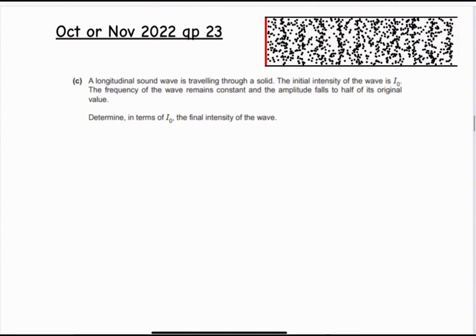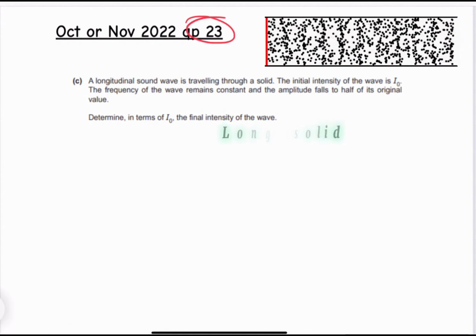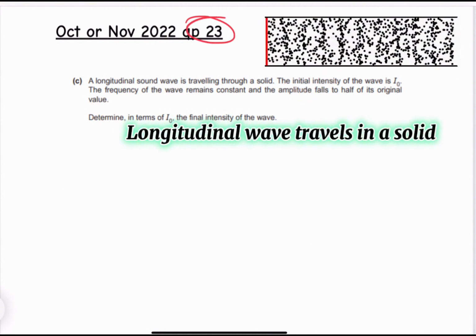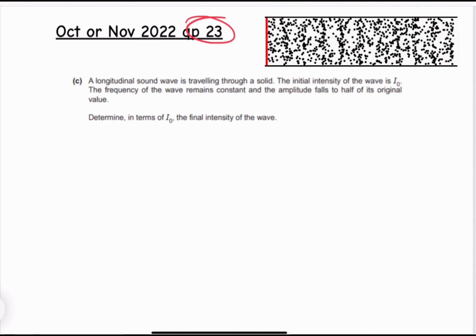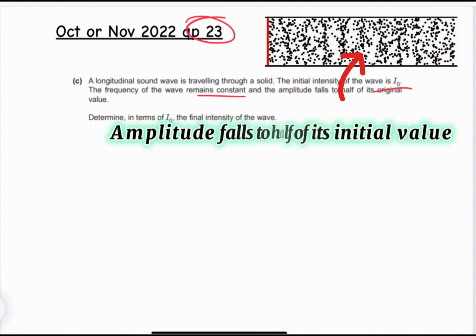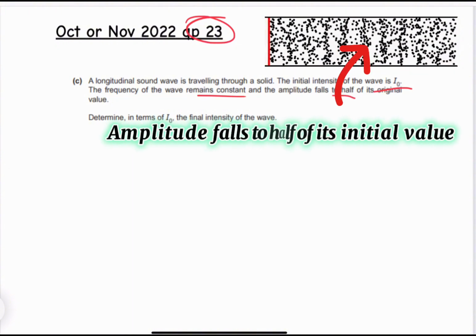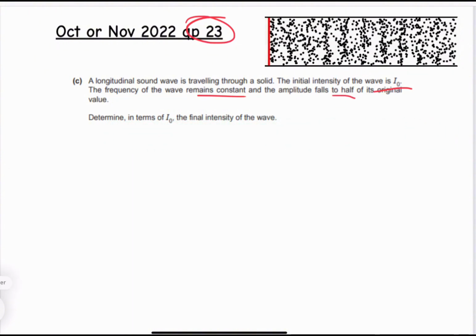Moving on to the last question for this series. So it's for October-November 2022, question paper 2-3. A longitudinal sound wave is traveling through a solid, and the initial intensity of the wave has been given. It's I0. The frequency remains constant, and the amplitude falls to half of its original value. So remember, guys, this is the same one that I did in my Malus Law video. I would highly recommend that you watch that. But basically, it's the same principle, right? So we want to find the final intensity.